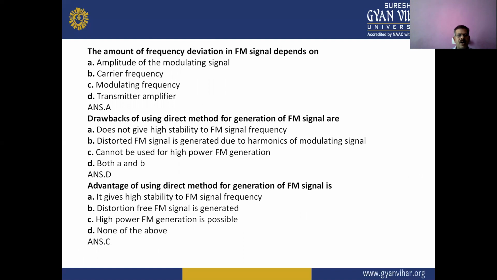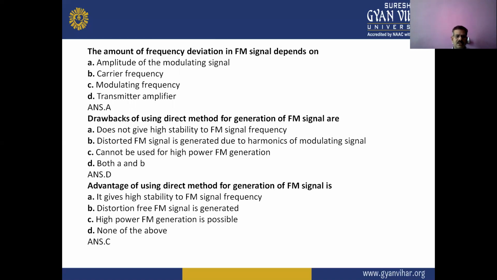Next one, the amount of frequency deviation in an FM signal depends on: option A, amplitude of the modulating signal. Option B, carrier frequency. Option C, modulating frequency. Option D, transmitter amplifier. So here the amount of frequency deviation in an FM signal depends on the amplitude of the modulating signal. So the correct answer is option A.